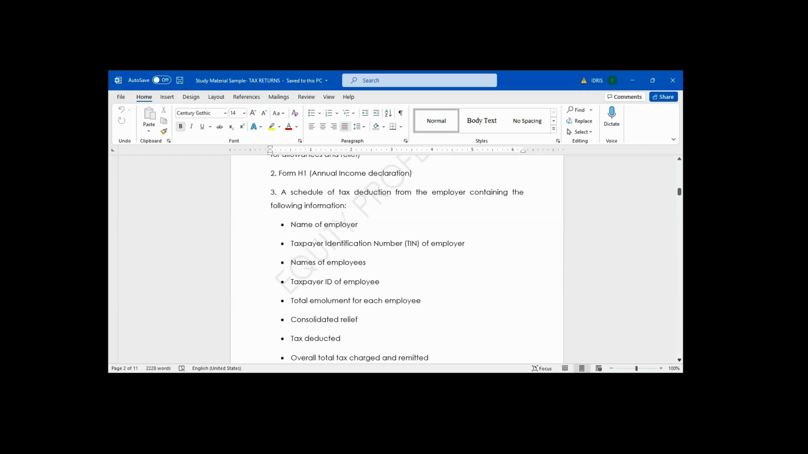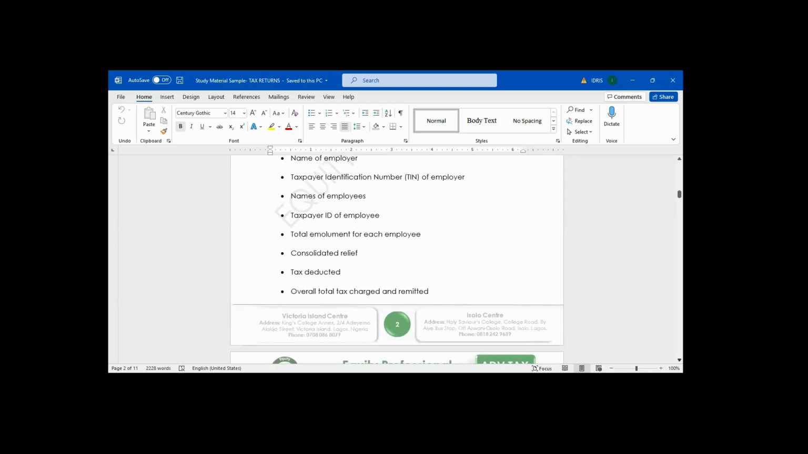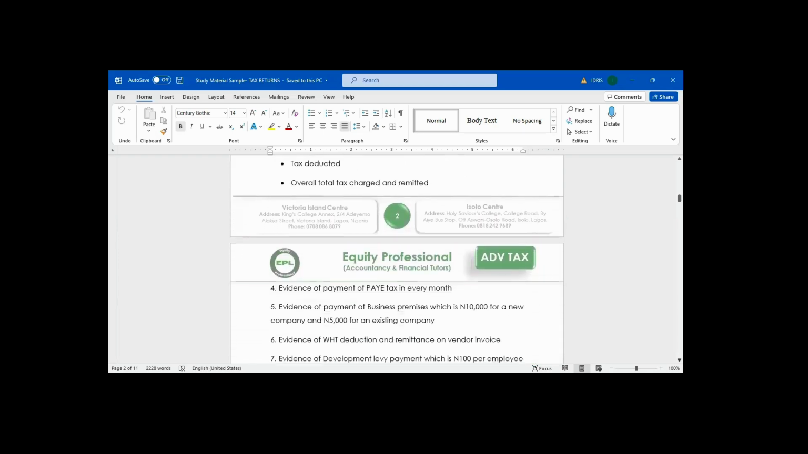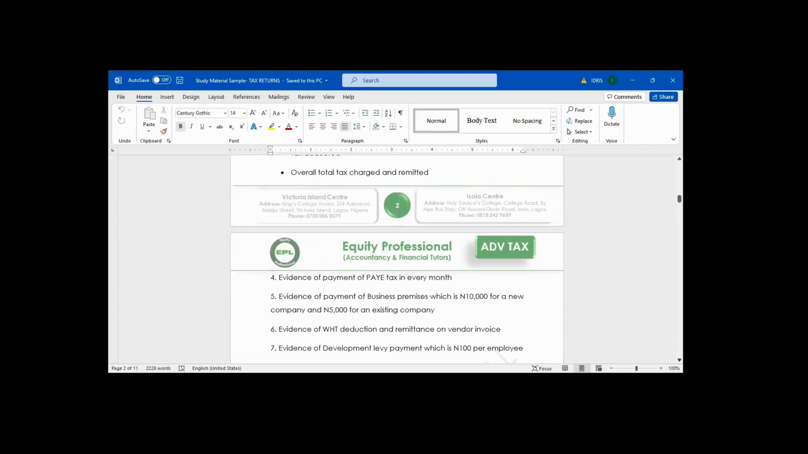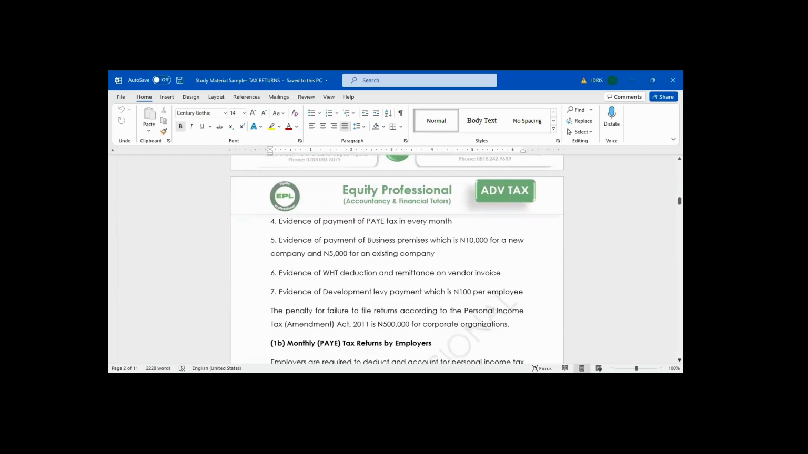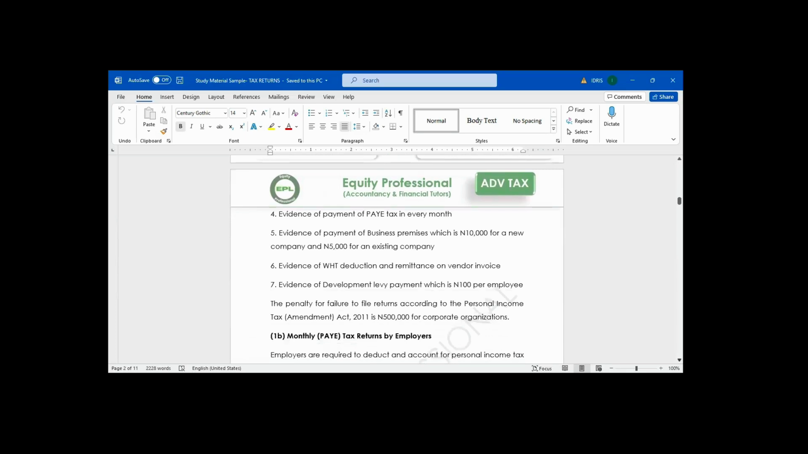The consolidated relief allowance. Tax deducted. The overall tax charge and remittance. Evidence of payment of PAYE in every month. Evidence of payment of business premises. For business premises, for a new company it is 10,000, while for an existing company it is 5,000. Evidence of withholding tax deduction and remittance. Evidence of development levy payment, 100 naira per employee.